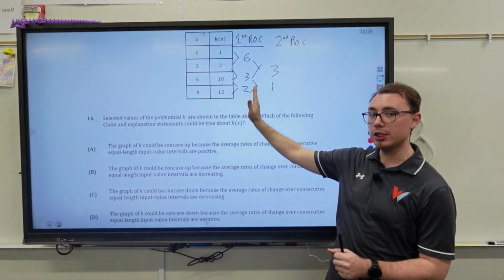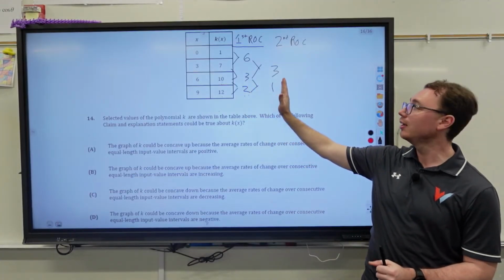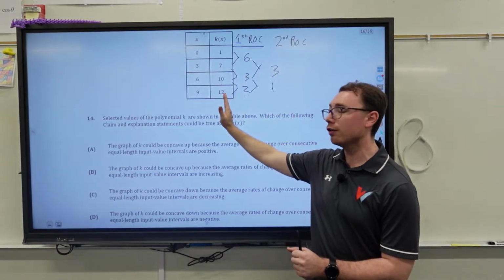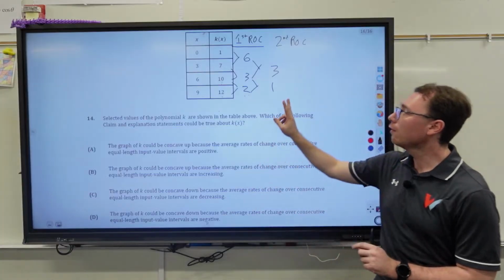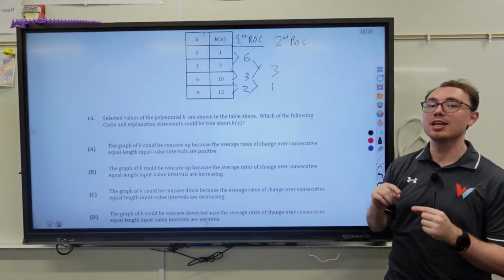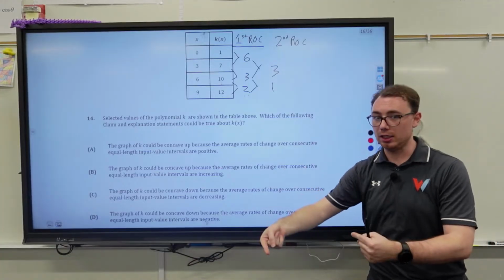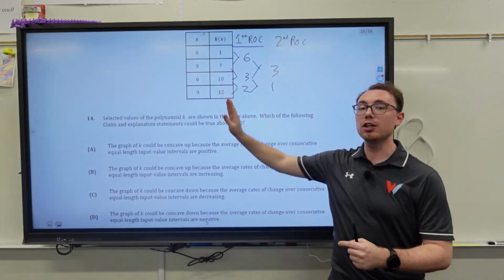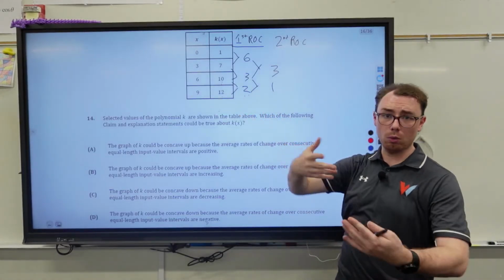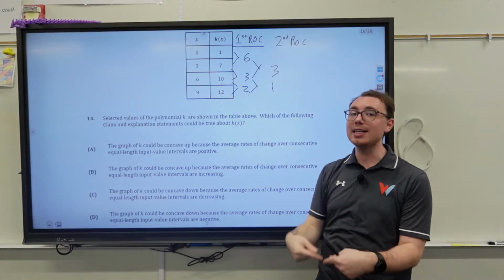If the first rate of change is quadratic, making the second rate of change linear, making the third rate of change constant, then we know that the original function was cubic. For this problem, since we know that the second rate of change isn't constant, we know that the first rate of change isn't linear, so this function is at least cubic. Because if it wasn't cubic and it was quadratic, then this would be linear, this would be constant. So we know this problem is at least cubic.